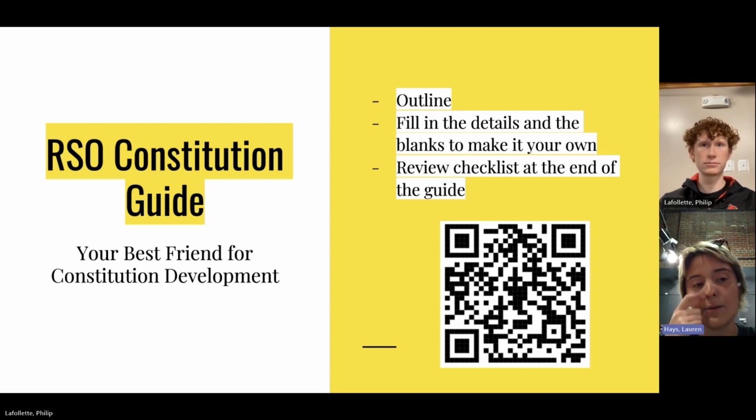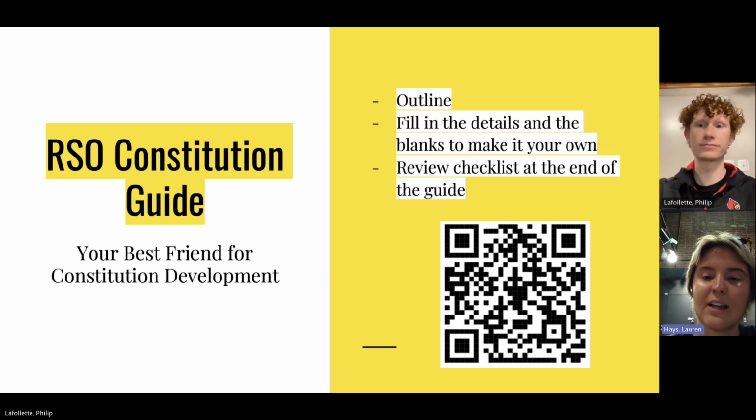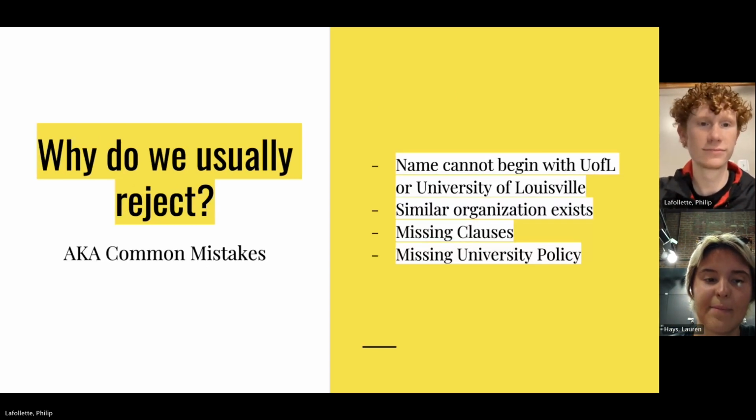So if you scan this QR code, there's a guide to making your constitution. It's just the outline. You can fill in the blanks and make it your own. And then make sure you review the checklist at the end of the guide.